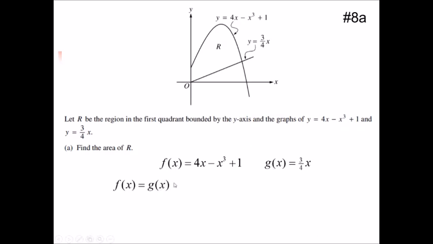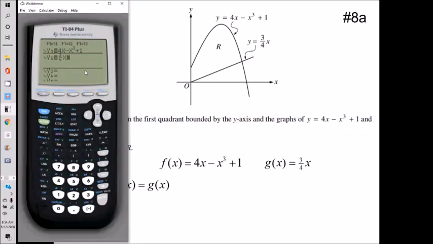Since this is a calculator problem, I'm going to go and do this on the calculator. So I took a moment to enter both of these functions in my y1 and y2. F is in y1, g is in y2. Now I'm going to see where they intersect. I'm not really sure what window I should use, but I have a feeling they intersect fairly close to the origin. So let me just do zoom 4. I can always zoom out if I need to. So there's my cubic, there's my line. This is the R region in here.